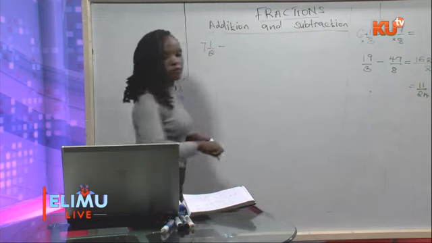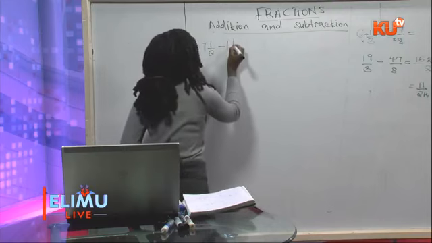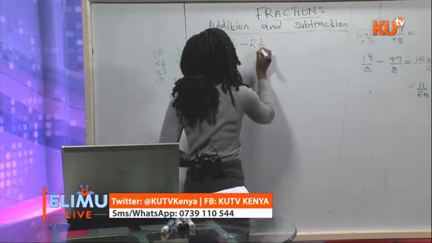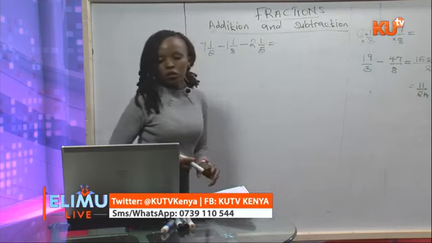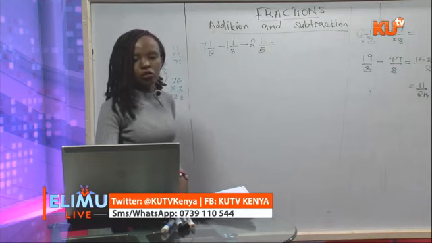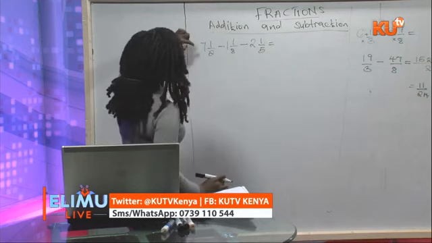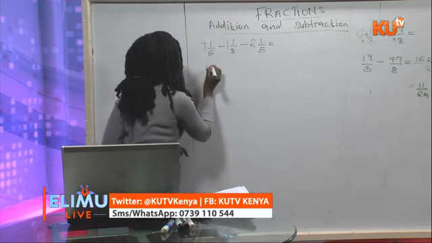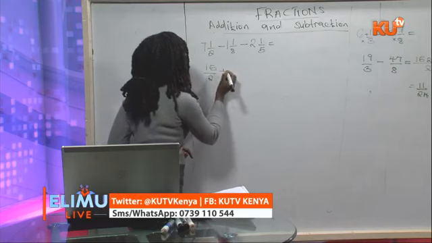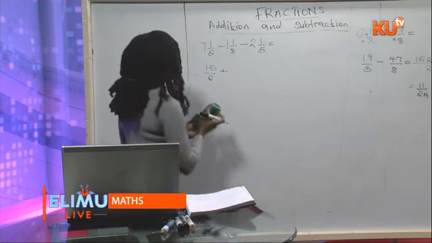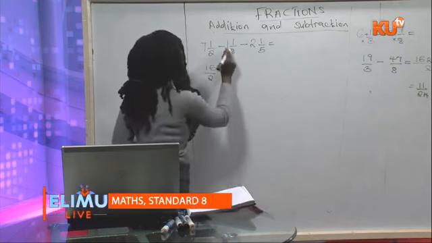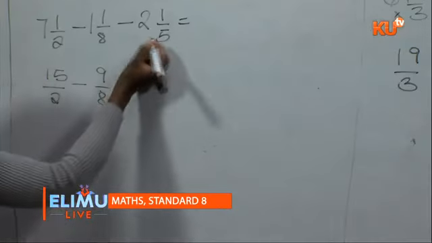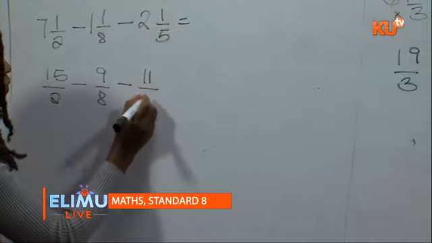Seven and a half minus 1 1/8 minus 2 1/5. So we start by changing those mixed fractions to improper fractions. 7 times 2 is 14, 14 plus 1, we get 15 over 2, minus 1 times 8, 8 plus 1, 9 over 8, minus 2 times 5, 10 plus 1, 11 over 5.